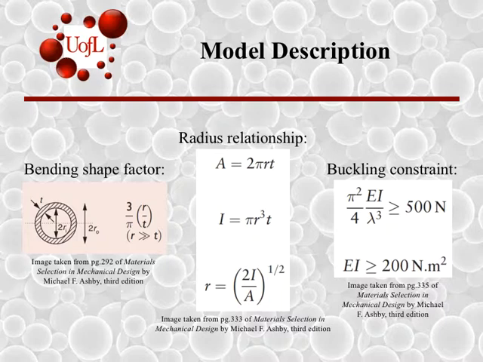The first was for the shape factor of a hollow circle, and the second was for the radius of the table leg, which was derived from the area equation of a hollow circle and the second moment of area equation. The last relationship was for Young's modulus times the second moment of area, which was derived using the buckling constraint with a load of 50 kilograms and a 1 meter long table leg.